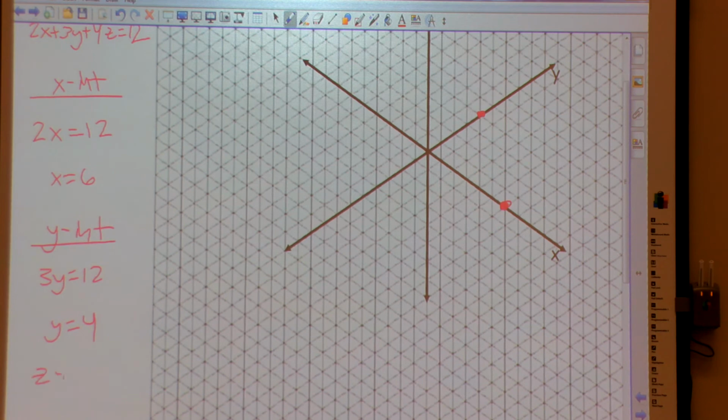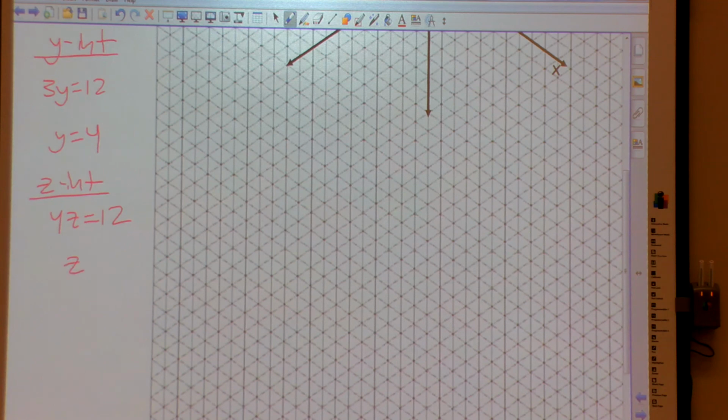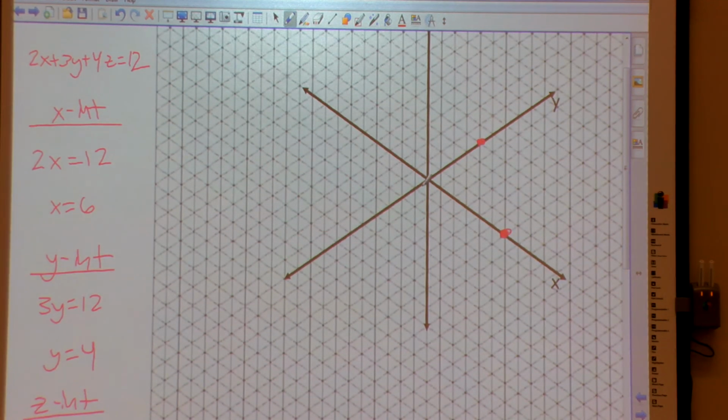Last but not least, the z-intercept, which means I plug in 0 for x and y. I am left with 4z = 12, which means z = 3. So on the z-axis, I go 1, 2, 3. And to kind of represent the plane, I'm going to connect them with a triangle, hopefully a straighter one than mine. But that's the plane that kind of cuts through. And voila, it's that easy.